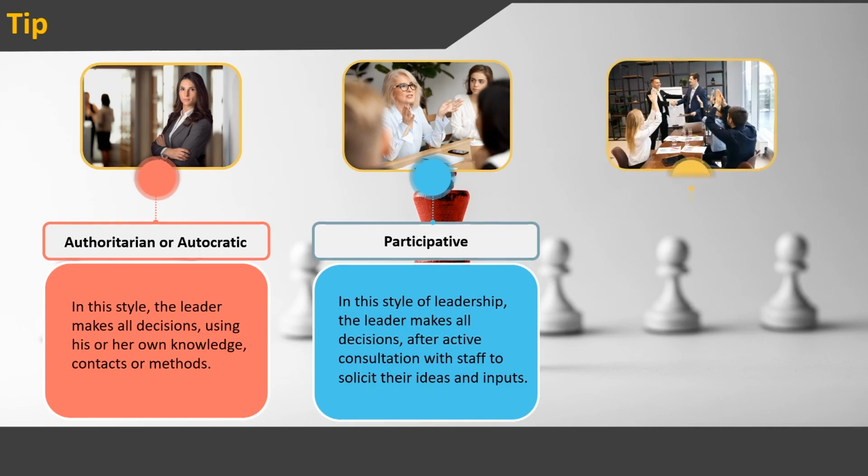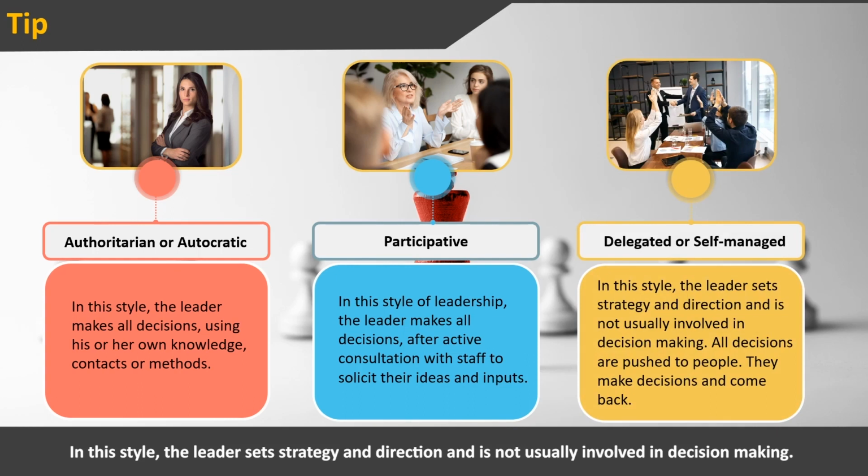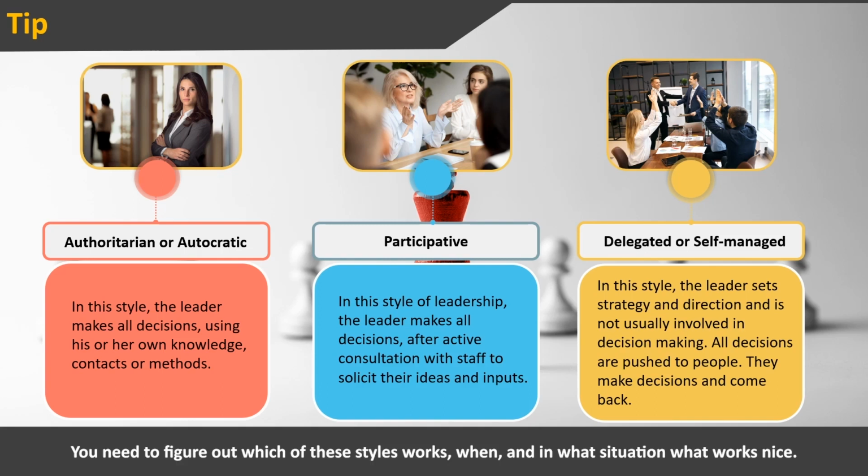And the third one is delegated or self-managed. In this style, the leader sets strategy and direction and is not usually involved in the decision making. All decisions are pushed to people at the lowest possible level of the organization, where people are delegated. They take up their decisions and then they come back. So these 3 types, autocratic, participative and delegated style, you need to figure out which of these styles works when, and to what situation what works should be used. That's all you should be considering when I talk about situational leadership.